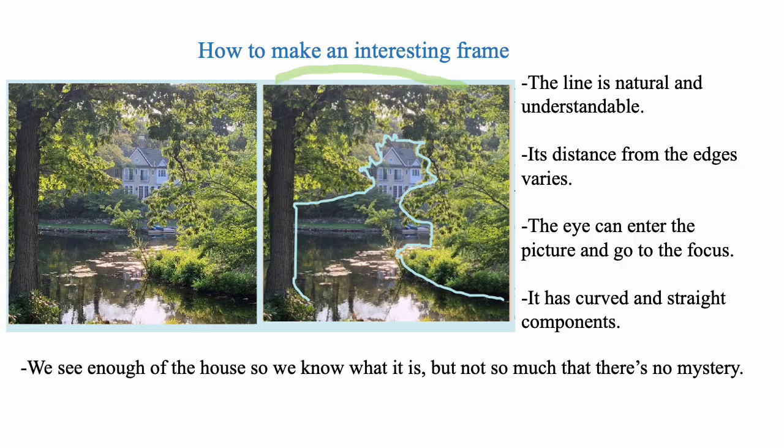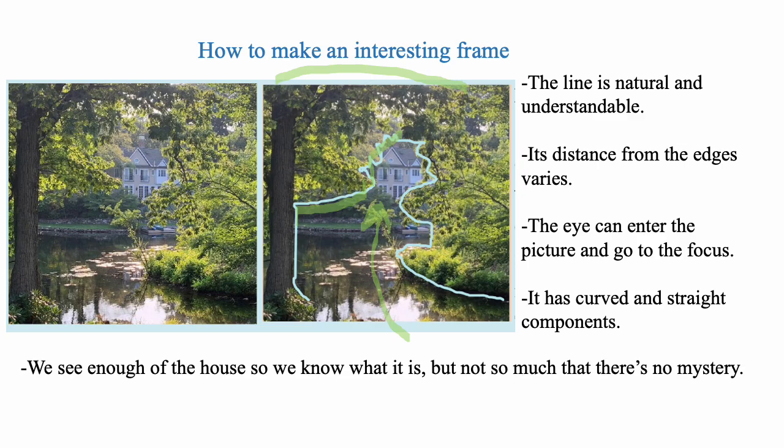blue outline. Such a line shouldn't be so elaborate that it takes attention away from the focus, which is the house here. This one is quite acceptable because it's a natural and understandable line with soft edges caused by the foliage. The distance of this blue line from the edges of the image varies. There's room for the eye to enter the picture and go to the focus.